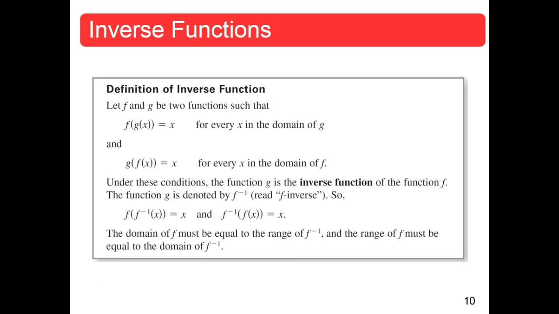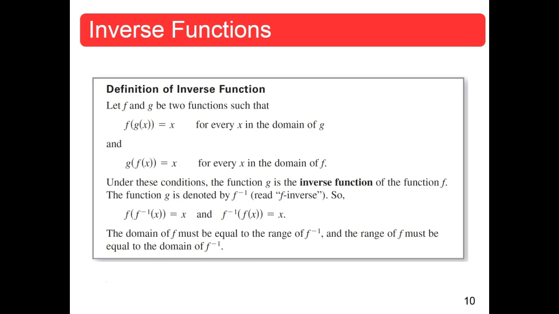Now realize these can have different domains. So they may operate on different things, but within that constraint, for every element x within the domain of g for the first one, and f for the second one, you always are going to get x as the answer. Under these conditions, g is said to be the inverse function of f. The function g is denoted by f inverse. Okay, you can say f to the minus 1. Don't confuse that with reciprocal. Call it f inverse, so you know it's not. So this means f of f inverse is x, and f inverse of f is x, because you just replace the g's with f inverse.